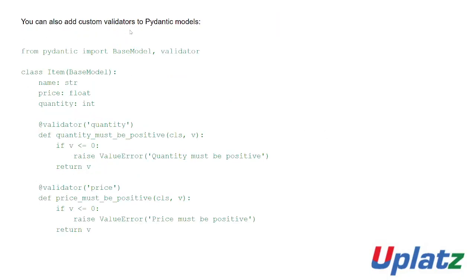You can also add custom validators to Pydantic models. That is, from pydantic import BaseModel, validator. Class Item(BaseModel): name string, price float, quantity int. Now add validator decorator. Use quantity. Def quantity must be positive, cls, v. If v is less than or equal to 0, then raise ValueError, quantity must be positive. Return v. And at validator price. Price must be the same for the price also.